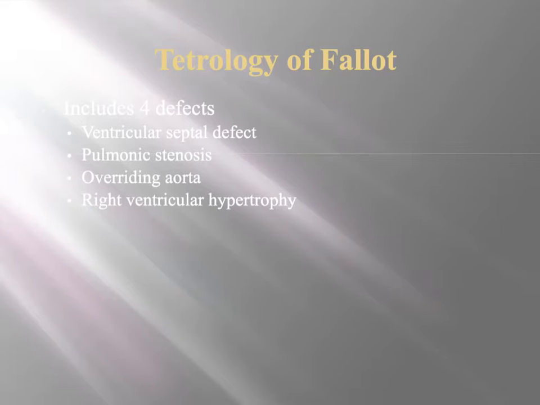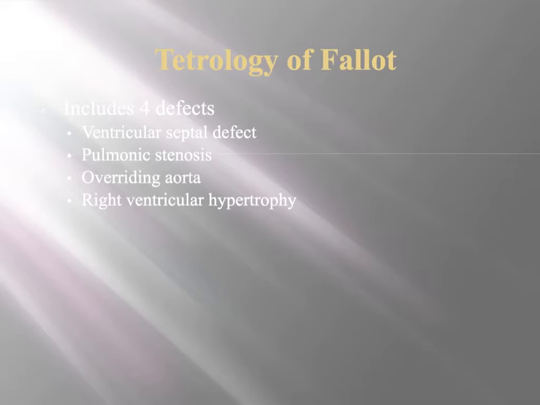So one such defect that has this decreased pulmonary blood flow, a cyanotic lesion that has decreased pulmonary blood flow, is tetralogy of Fallot. Tetralogy of Fallot occurs in about 5 to 7% of all kids with congenital heart disease. And it is one of the most common types that results in cyanosis.